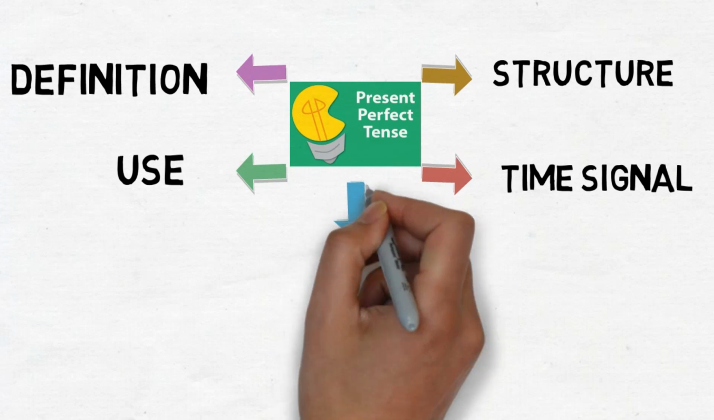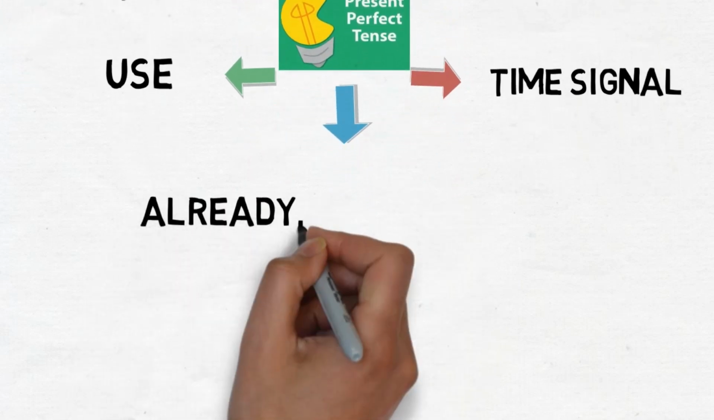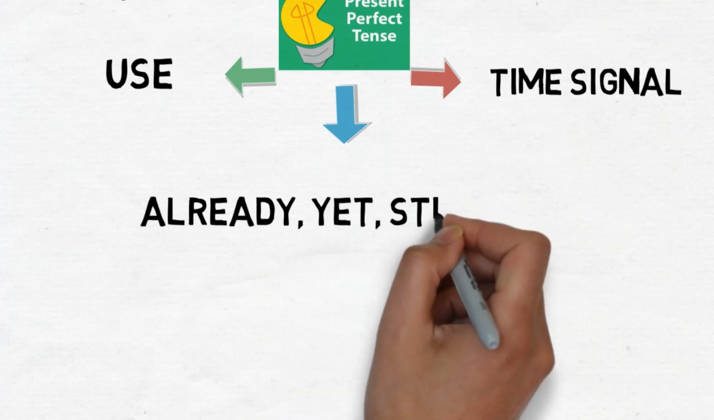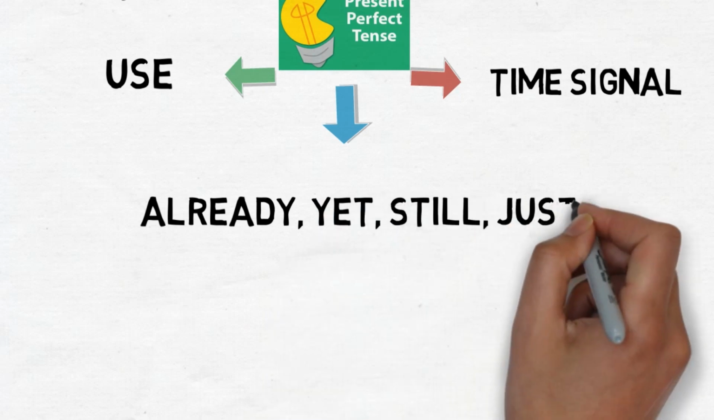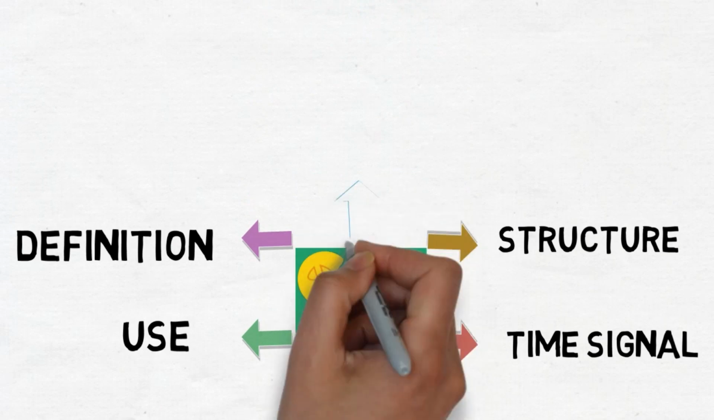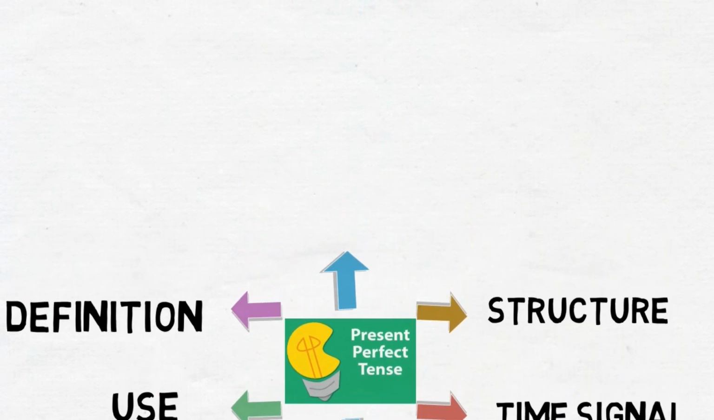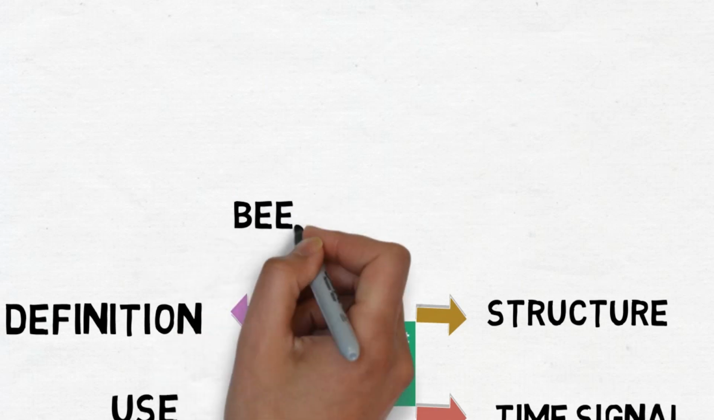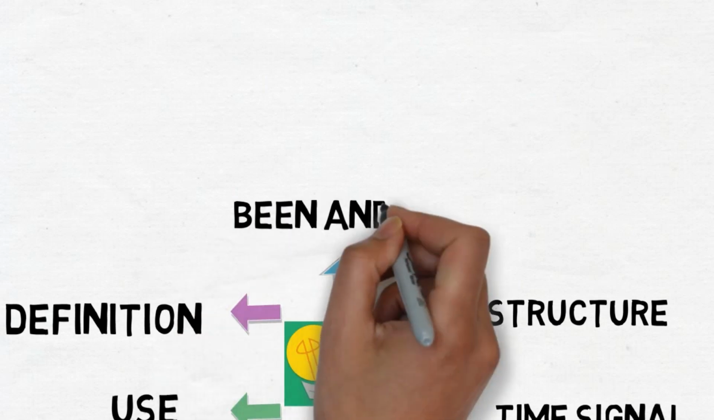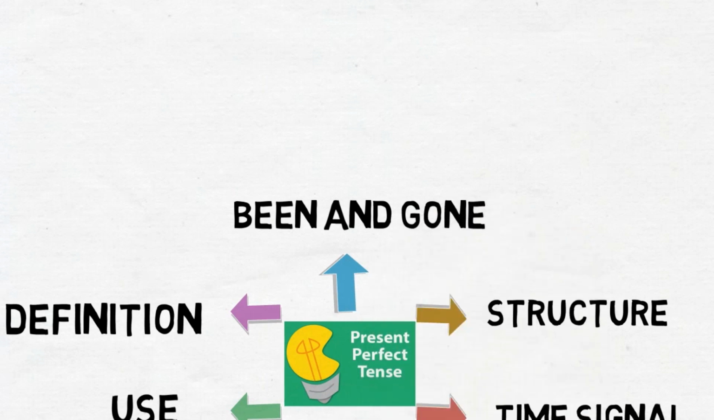Fifth, already, yet, still, and just. Understanding the differences of those words in sentences. And the last, we're talking about been and gone. How to use been and gone in good sentences, because sometimes they make people confused.